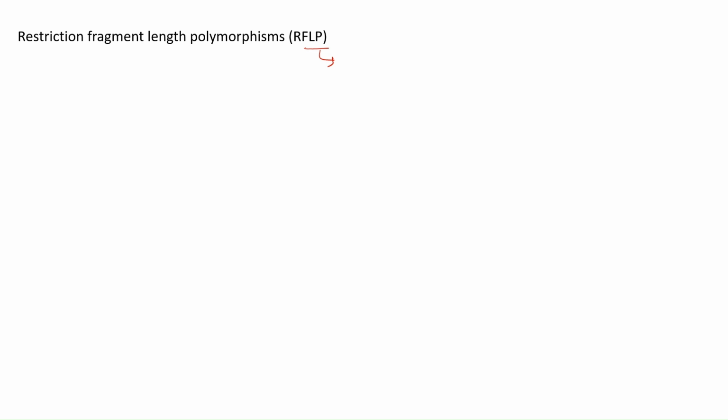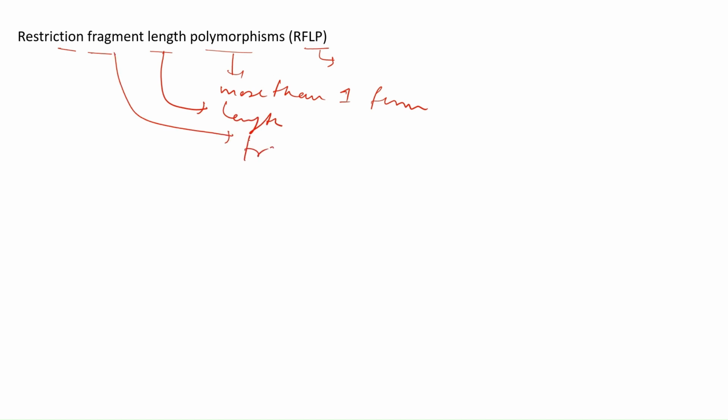As the name suggests, restriction fragment length polymorphism. Polymorphism means more than one form. What form are we talking about? Forms of length of fragments. And how do we generate these fragments? By using restriction enzymes. So we are composed of chromosomes.